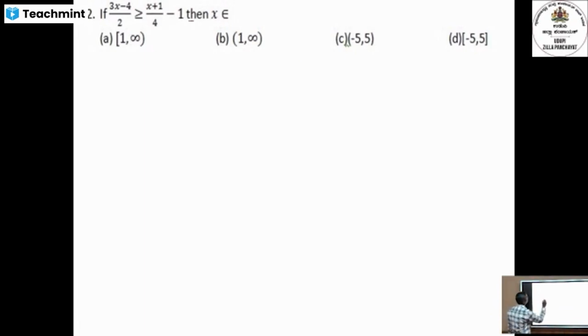So when you do that, you will get 12x minus 16 greater than or equal to x plus 1 minus 3. So 2x minus 6 will come. So you will get 10x greater than or equal to 10, x greater than or equal to 1 will come.